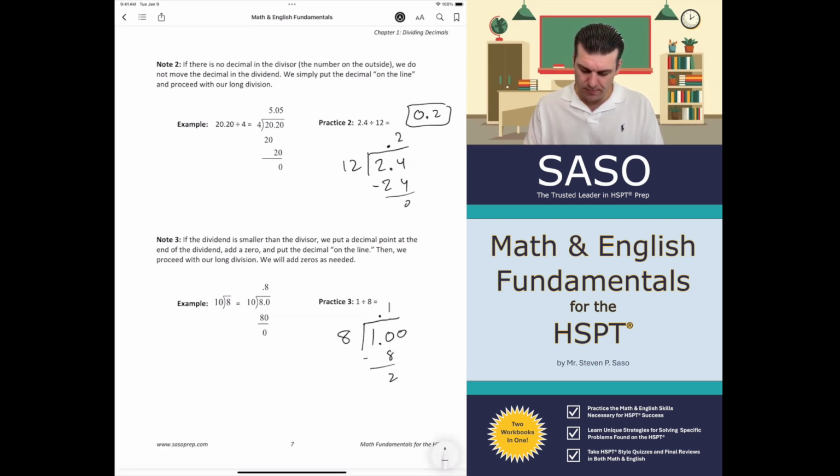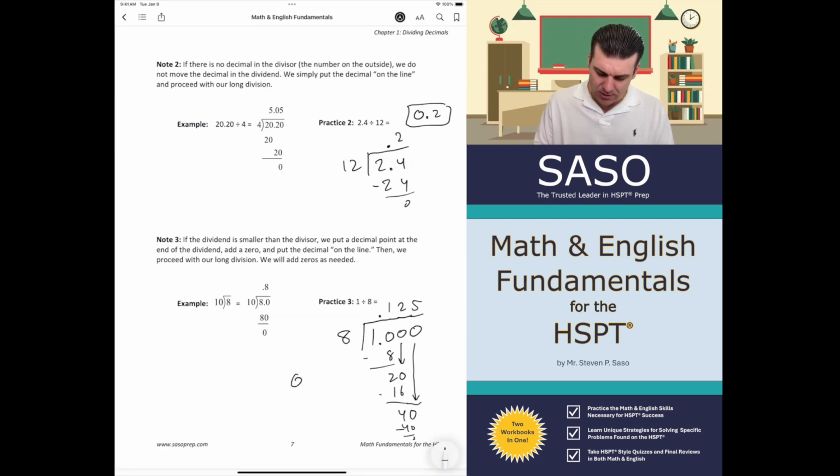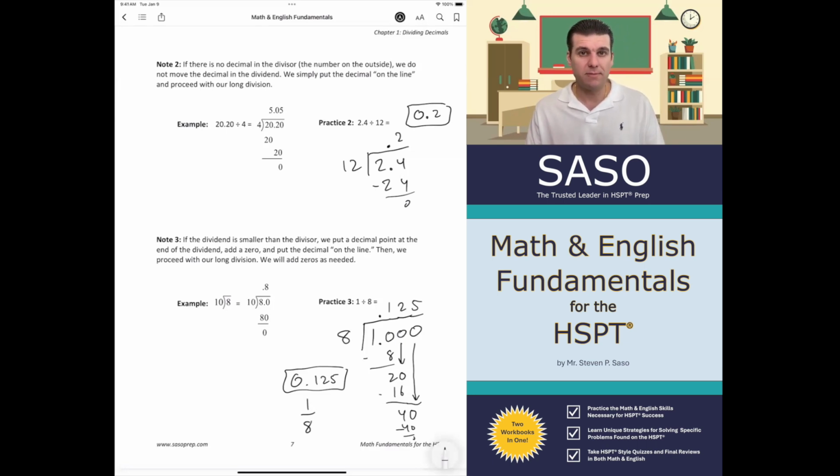Let's add another 0 here. Bring that down. 8 goes into 20 how many times? 2 times. I'm going to line that up over that second 0. 2 times 8 is 16. 20 minus 16 is 4. And let's add one more 0 and bring it down. And 8 goes into 40 evenly 5 times. So we are done. 1 divided by 8 is 0.125. And this is going to help us when we need to change fractions to a decimal, right? So 1/8 is the same as 1 divided by 8, which is the work we just did. So 1/8 is the same as 0.125.